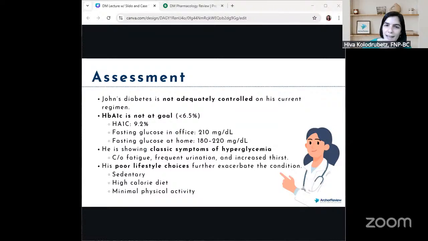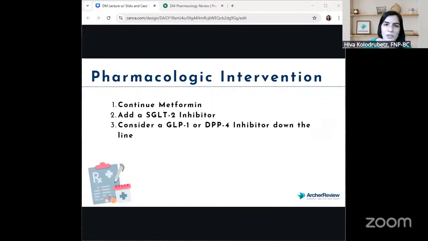So John's not doing well. You guys pointed that out. You can see my slides good. He's not doing well. His A1C is not at goal, right? He's at 9.2%. He's showing classic symptoms of hyperglycemia with the fatigue, the frequent urination, increased thirst. We talked about that. And poor lifestyle choices. And you guys talked about what we should do next. We should start him on a second agent.